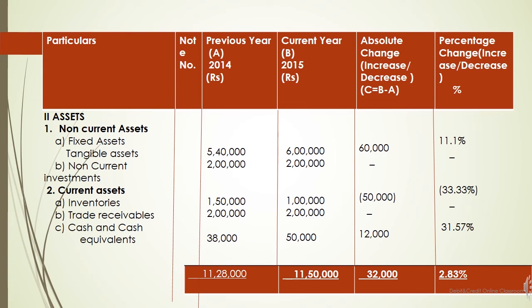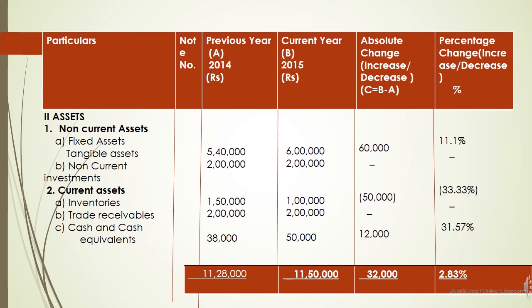Trade receivables has no change, 2 lakh in 2014 as well as 2015. Cash and cash equivalents has increased to 50,000 in 2015 from 38,000 in 2014. So an absolute change of 12,000 is there and percentage change is 31.57. That is 12,000 divided by 38,000 into 100.